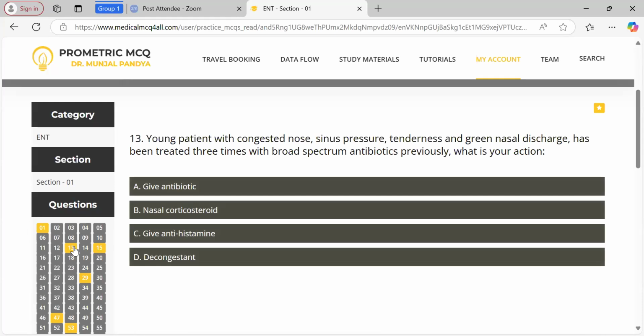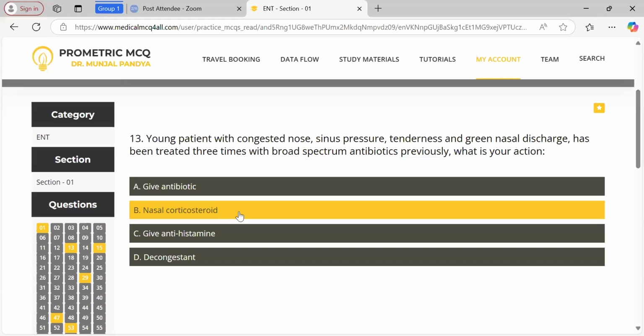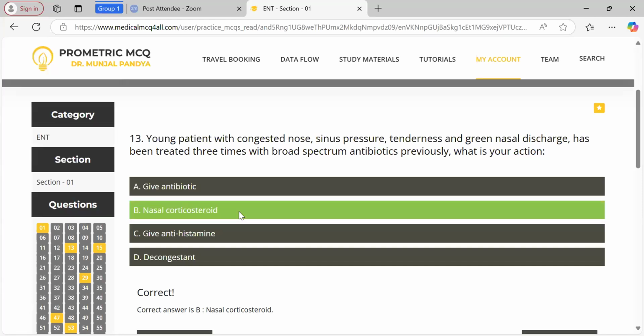A young patient with congested nose, sinus pressure, tenderness, and green nasal discharge. Previously it was colorless. Now it is green nasal discharge. Has been treated 3 times with broad spectrum antibiotic. Again, same. See, it has been treated 3 times, so many times. Nasal corticosteroid. Yes, corticosteroid. So the answer is corticosteroid.